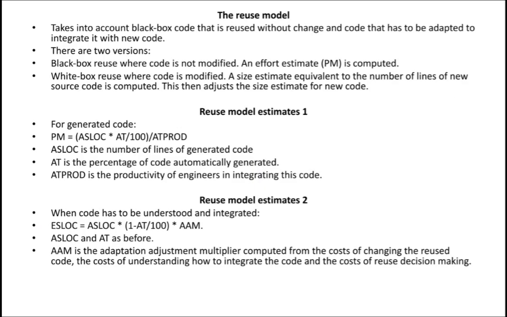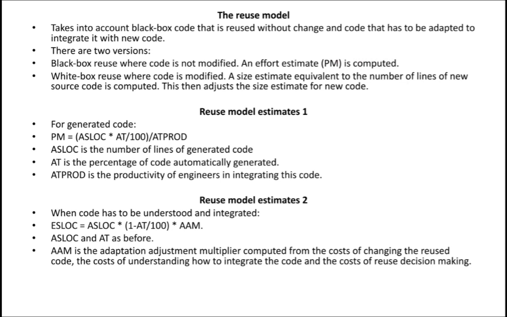Next, the reuse model. The reuse model takes into account the black box code that is reused without change and code that has to be adapted to integrate with new code. That means the reuse model takes the part of the program that is going to be reused in your new software without any changes. Black box reuse means the code is not modified, you just take the code and use it.